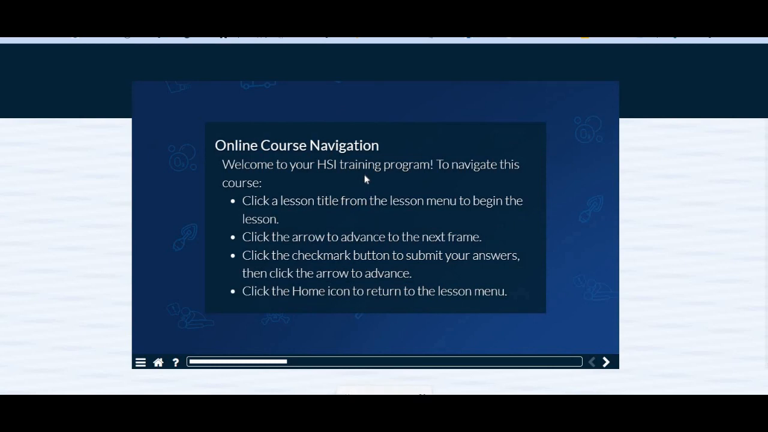To navigate this course, click a lesson title from the lesson menu to begin the lesson. Click the arrow to advance to the next frame. Click the checkmark button to submit your answers, then click the arrow to advance. Click the home icon to return to the lesson menu.